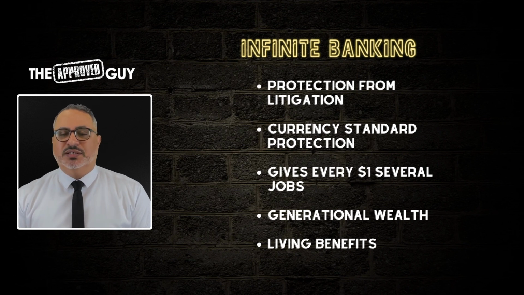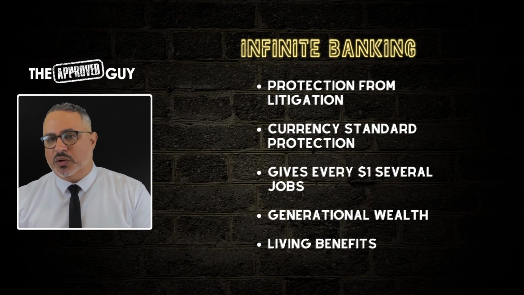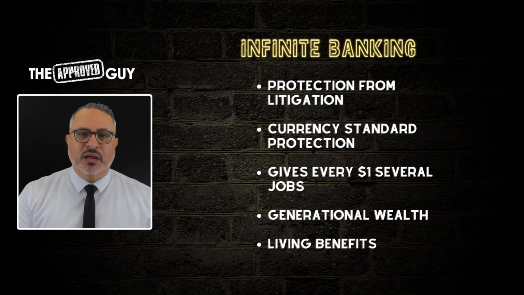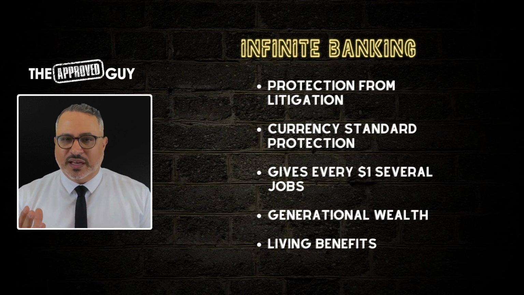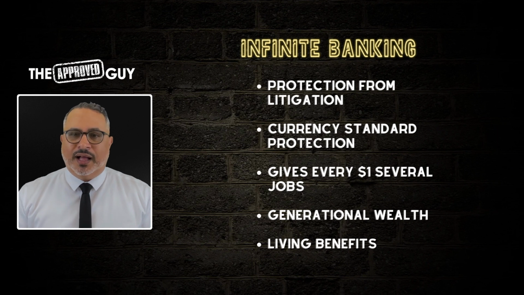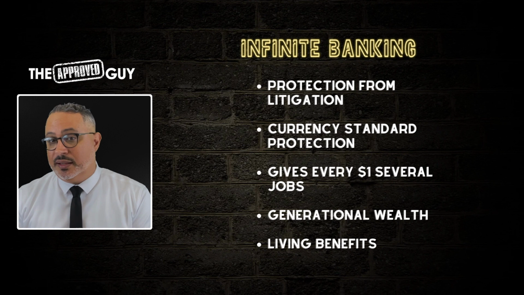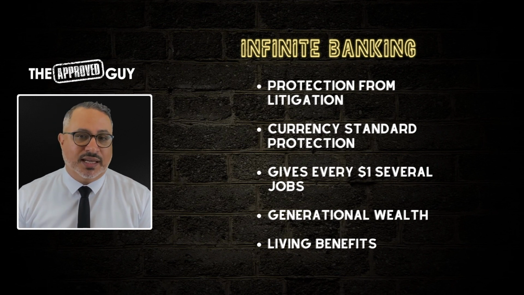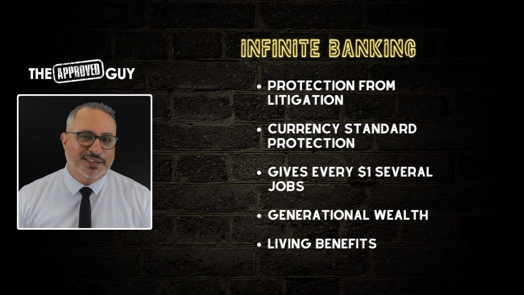Currency standard protection. This is pretty cool. Because it's a life insurance policy, if the standard of currency were to change to a gold standard or a crypto standard, then inside the policy, your money, which is right now the US dollar or fiat, would then adjust to the current standard. You don't necessarily have that same protection with an FDIC insured bank. Unfortunately, your cash inside the bank is not protected from a currency standard adjustment or change. But inside your life insurance, it is.